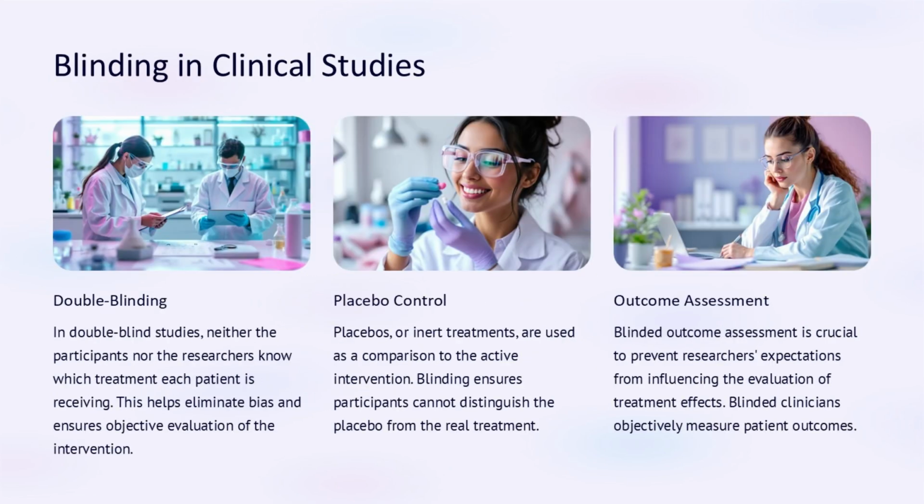Double blinding is a key feature of clinical studies, where neither the participants nor the researchers know which treatment each patient is receiving. This helps eliminate bias and ensures an objective evaluation of the intervention being tested. Placebos, or inert treatments, are used as a comparison to the active intervention. Blinding is crucial to ensure participants cannot distinguish the placebo from the real treatment.